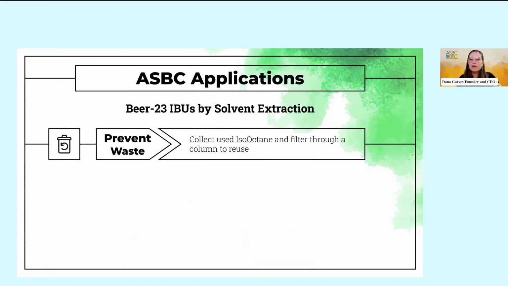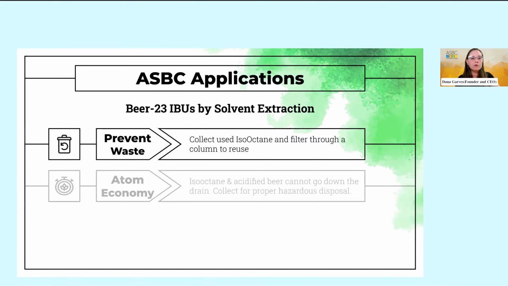Another way we can prevent waste or minimize our byproducts is to collect our used isooctane and filter those through a chromatography column to pull out all of the isoalpha acids or isoalpha humulones that have been converted. Go ahead and pull those out, and then you can reuse your isooctane. There's a lot of resources out there for how to do that. That will save you money, that will save the environment. And I think that that's worthwhile.